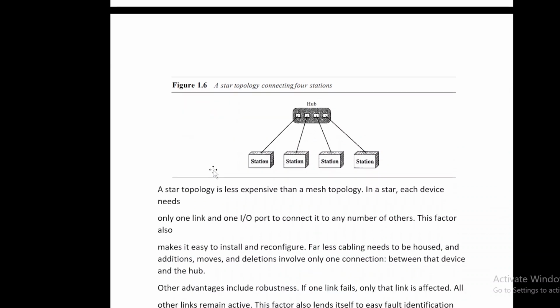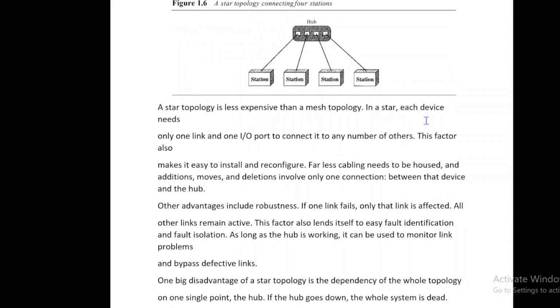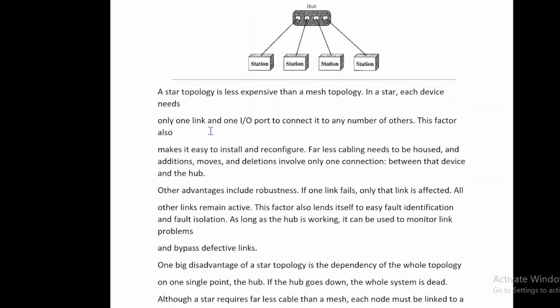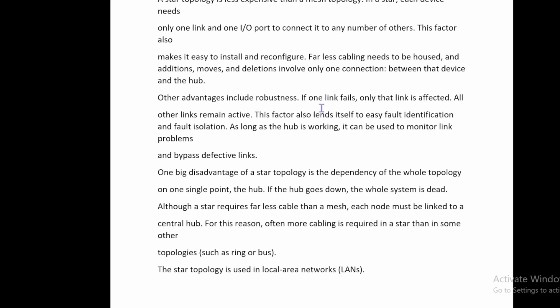See figure 1.6. A star topology is less expensive than a mesh topology. In a star, each device needs only one link and one I/O port to connect it to any number of others. This factor also makes it easy to install and reconfigure. Far less cabling needs to be housed, and additions, moves, and deletions involve only one connection between that device and the hub. Other advantages include robustness.